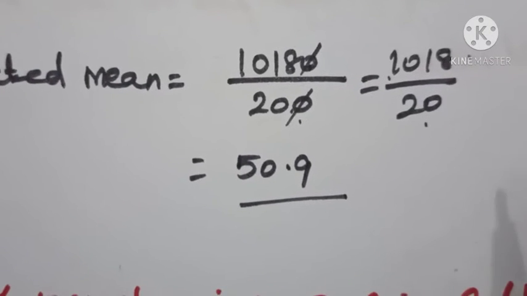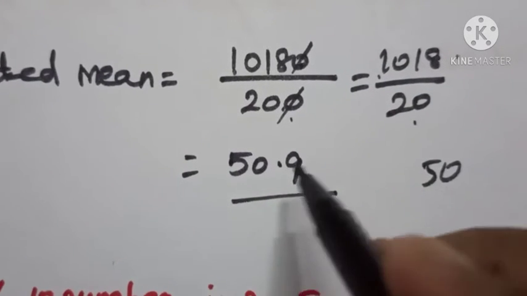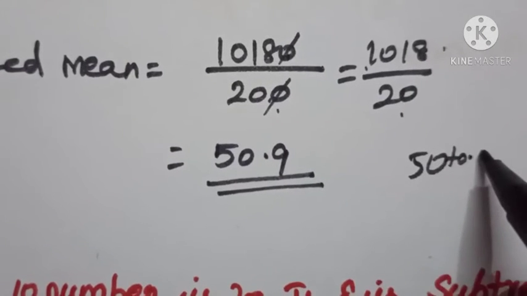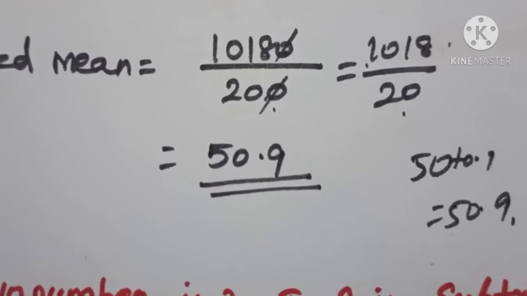So the last mean is 50, and the corrected mean is 50.9. It increased by 0.9. So 50.9 is the corrected mean.